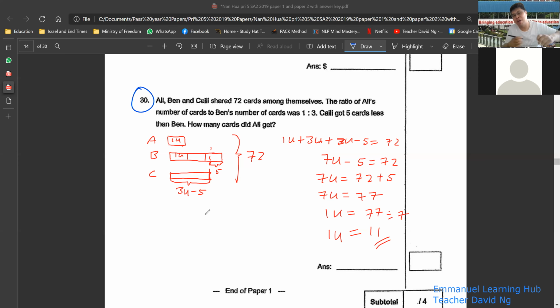Let's say you only have 5 minutes left. What would you do? Just read the last sentence. What did the last sentence say? It said, how many cards did Ali get? Then be thinking, Ali, how many units? Simple. Look at your model. Oh, 1 unit.